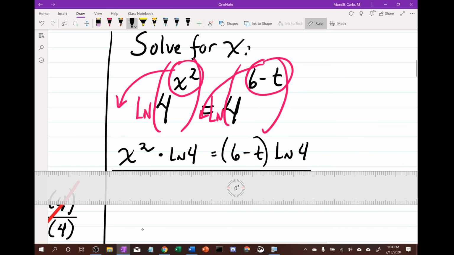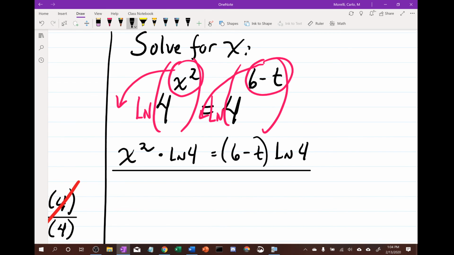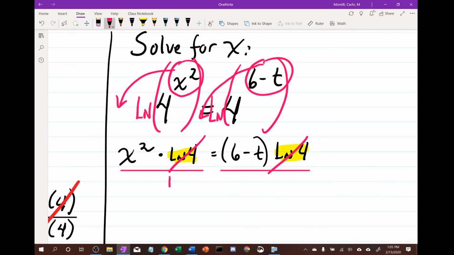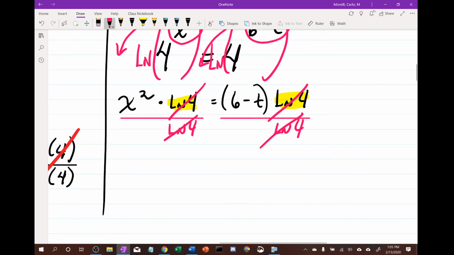Now I noticed that I have ln of 4 on both sides of my equation. You see that? All I have to do is divide the entire equation by the ln of 4, and I can cancel that out. It's the same thing as writing it like this. Divide both sides by the ln of 4. Maybe this looks a little bit more familiar to you. Cancel it out, as long as you know that the ln of 4 cancels out. Now we have x squared equals 6 minus x.